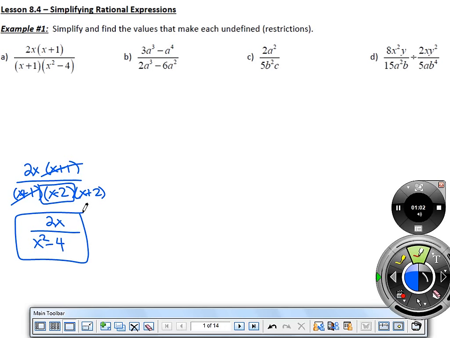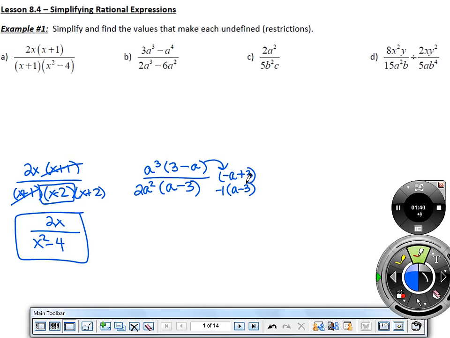For the second problem, it hasn't been even partially factored for me, so I'm going to look for the greatest common factor. So a cubed can be taken out of the numerator, leaving me with 3 minus a. And in the denominator, 2a squared, and that leaves me with a minus 3. Now, 3 minus a and a minus 3 look really similar, but think about how you'd have to change them. If you want 3 minus a to have the term that has a first, it would be a negative a plus a 3. If you factor a negative 1 out of that, then you have a minus 3.